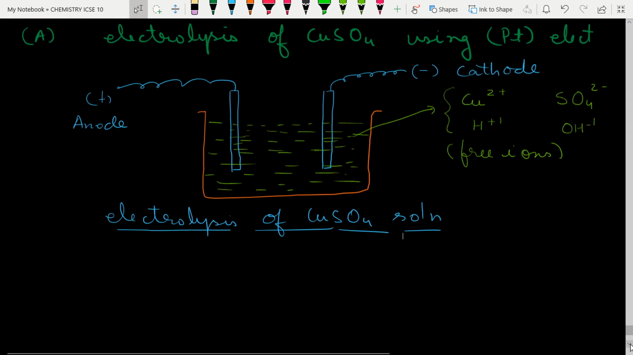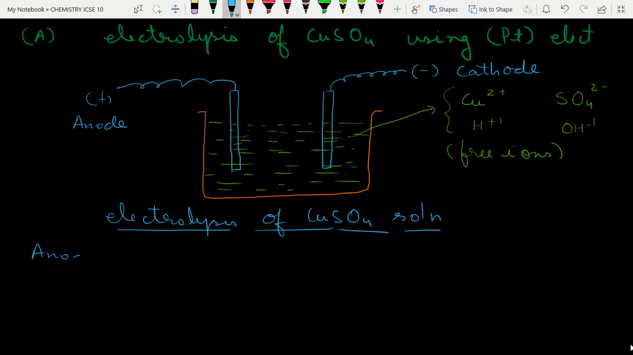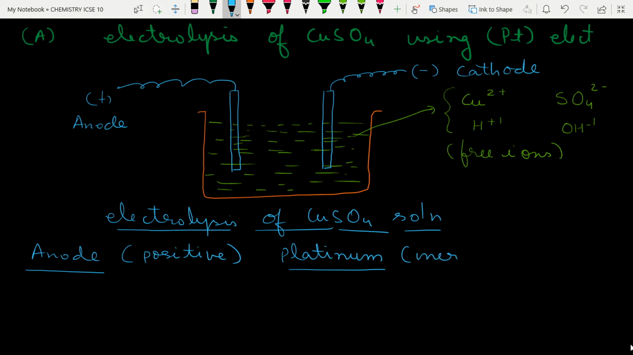Now what happens at the anode? Now let us write the reactions at the anode. I am in the habit of always discussing the anode first. Anode is positive in charge, and in this case it is platinum here. Platinum is an inert electrode. It does not take part in any of the chemical change here. It is inert.